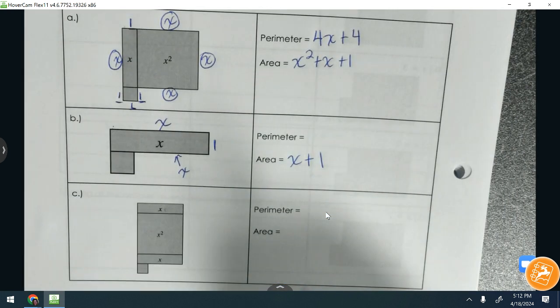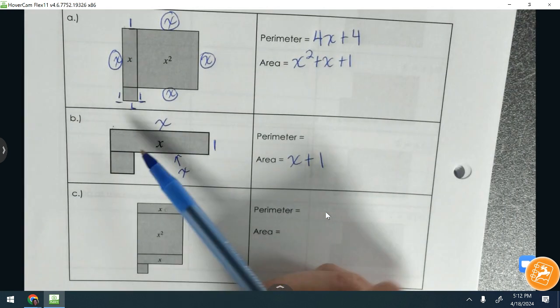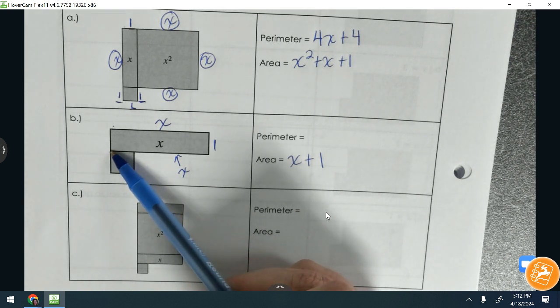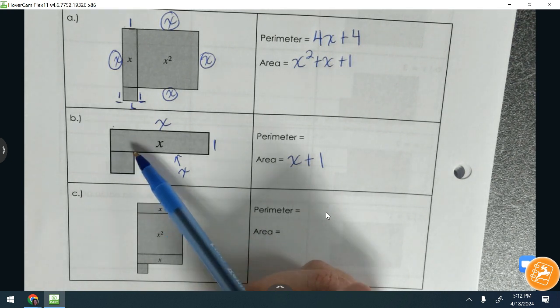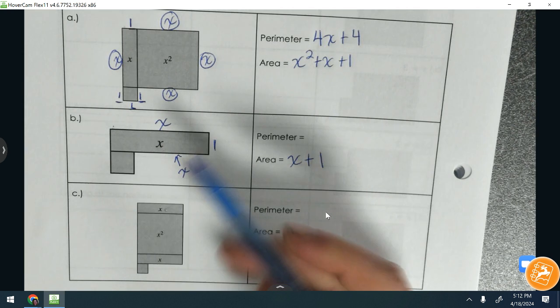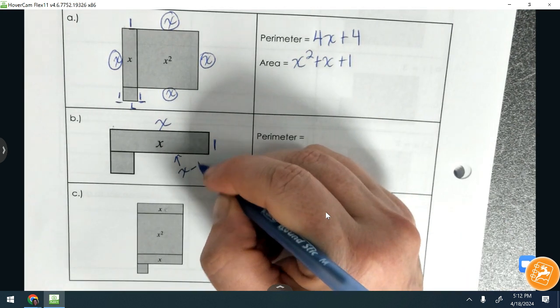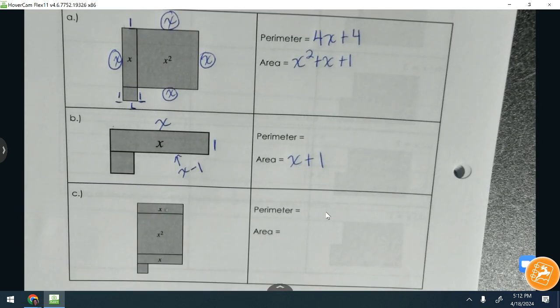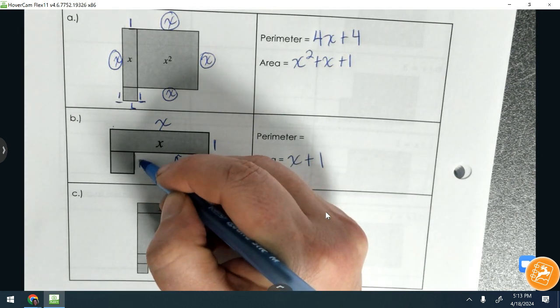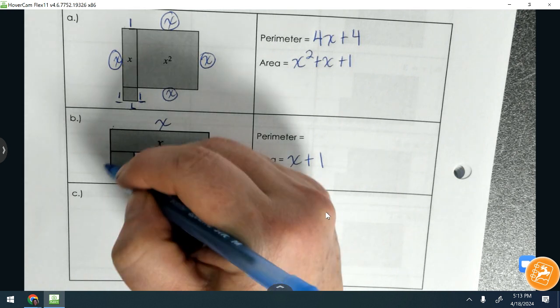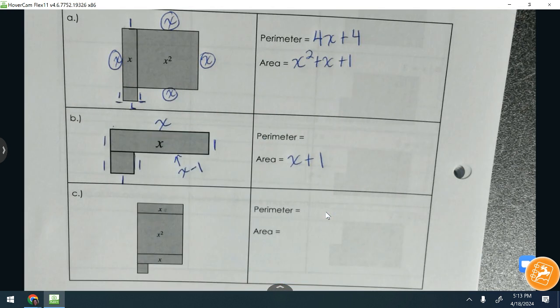However, not all of it is outside. In fact, it's this length right here, which is 1. So because that part isn't on the outside, I'm going to remove it. Then I keep going. This is on the outside, so that's a 1, 1, 1, 1.